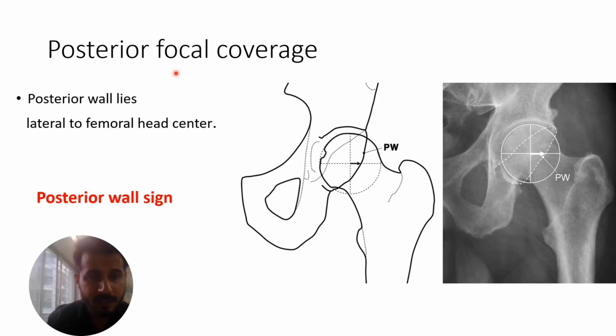Now posterior focal over coverage has something called the posterior wall sign. As I told you in the previous slides, this posterior wall should cross the center of the femoral head in normal conditions. But if it becomes lateral to your femoral head, that's a sign called the posterior wall sign. It means that something extra is covering the acetabulum rim on the posterior aspect, which is shifting the posterior wall line from the center of the head to the lateral side.